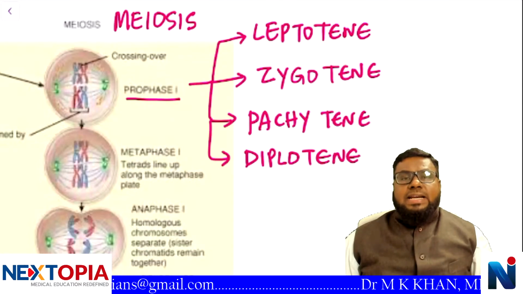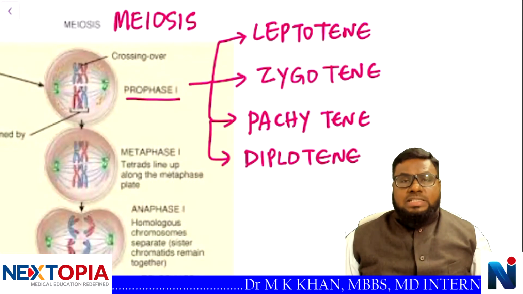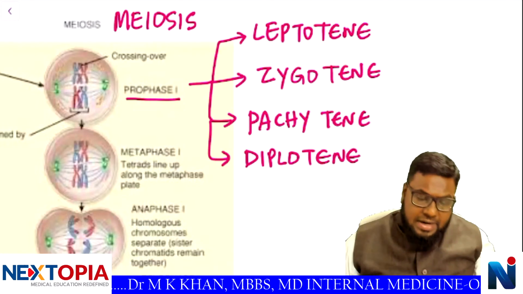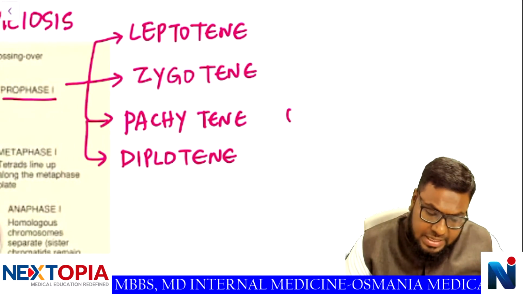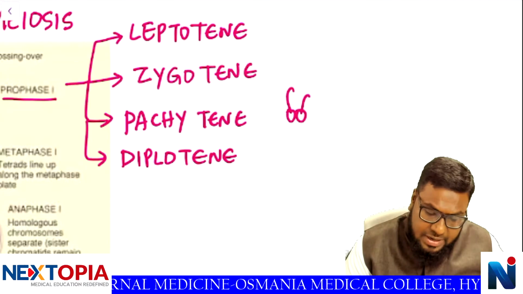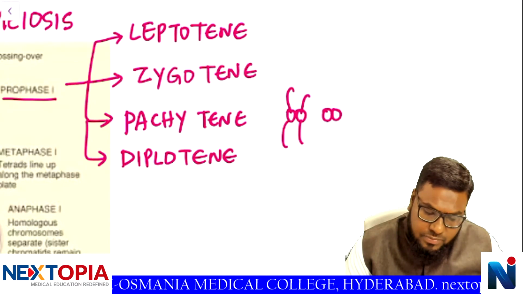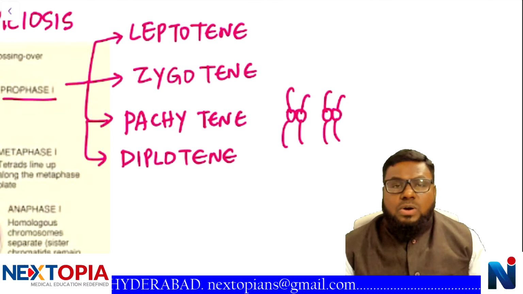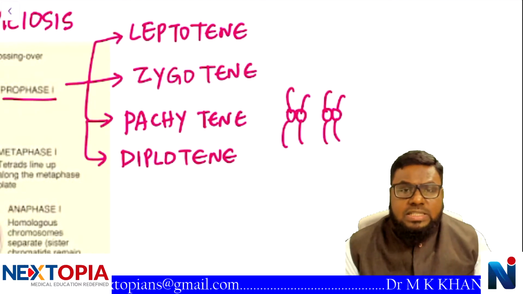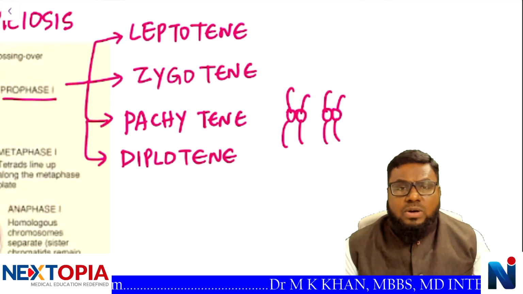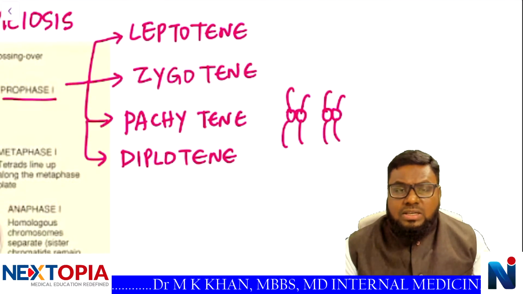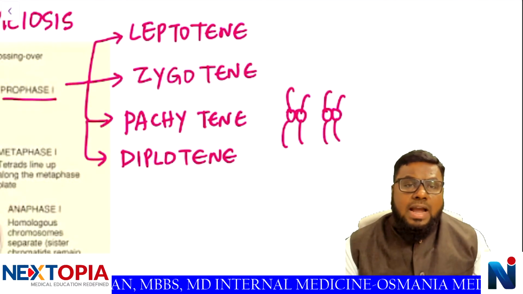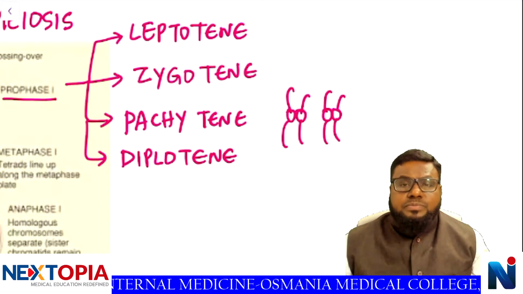Then next comes the pachytene. The two chromatids of each chromosome become distinct and they form a tetrad. The centromeres come closer to each other and they form a tetrad like this. You call it pachytene. And next comes the diplotene.